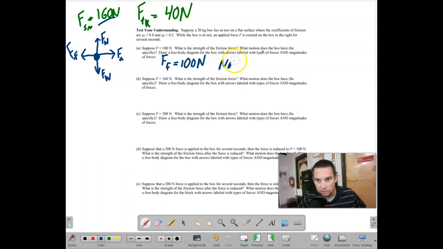All right, so what motion does it have? Not moving. Box stands still. It's not moving. That's it. All right, on to B.